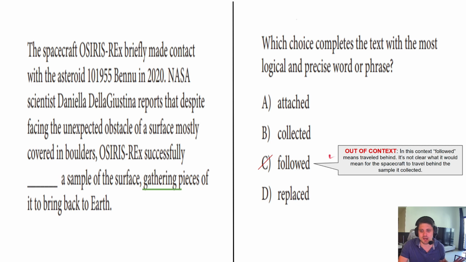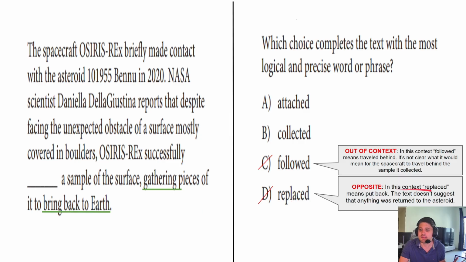They're always going to give you one answer that's just totally out of context. Doesn't make sense, doesn't fit. And then they're also going to give you one answer that's the opposite of what you need. If my hint here is that they gathered a sample, replaced would be the opposite of that. And I see right here it says they brought the sample back to Earth, bring back to Earth. That doesn't match with replace. In this context, replace means put back. The text doesn't suggest that anything was returned to the asteroid. No, they took something from the asteroid. So they're always going to give you one answer choice that's out of context on the vocab questions, and they're always going to give you one answer choice that's the opposite of the word you need.